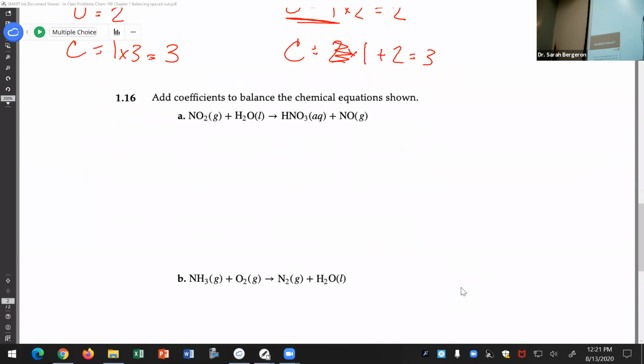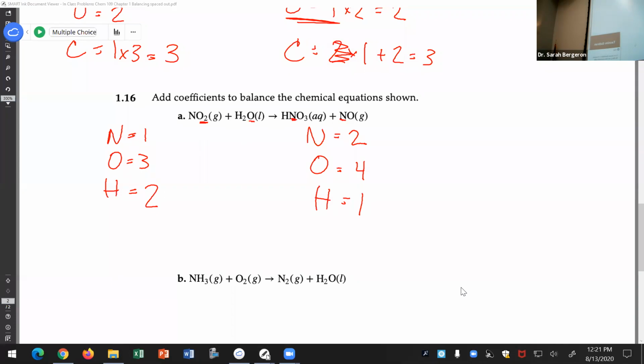And they get tougher as we go down. So nitrogen, oxygen, hydrogen. Nitrogen, oxygen, hydrogen. What do we have? 1 nitrogen. How many oxygens? 3. 2 here, 1 here. Hydrogen, 2. Okay, products. Nitrogen, 2. 1, 2. Oxygen, 4. Hydrogen, 1.